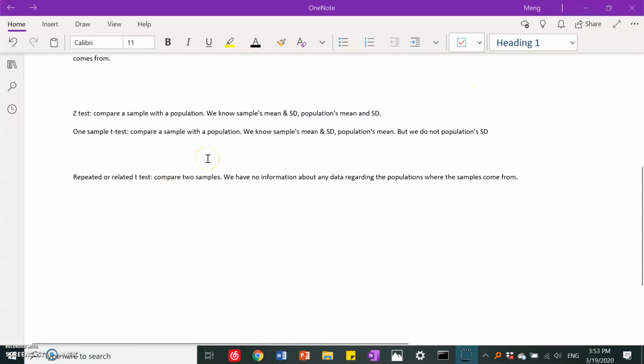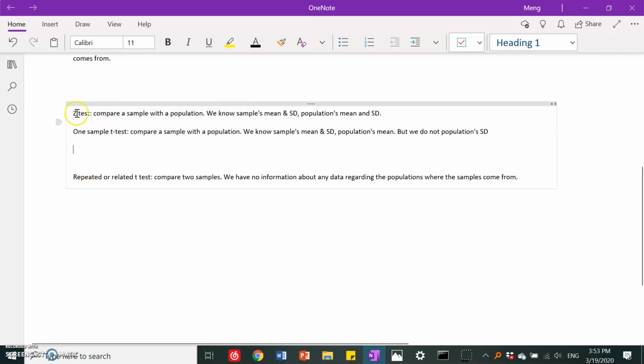Okay, so let's do a quick recap about the two major tests we learned before. The first one is z-test. That is, when we want to compare a sample with a population, we know everything about these two things. We know the sample's mean and SD. We also know the population's mean and SD. And we want to compare whether the sample is coming from this population, we use a z-test.